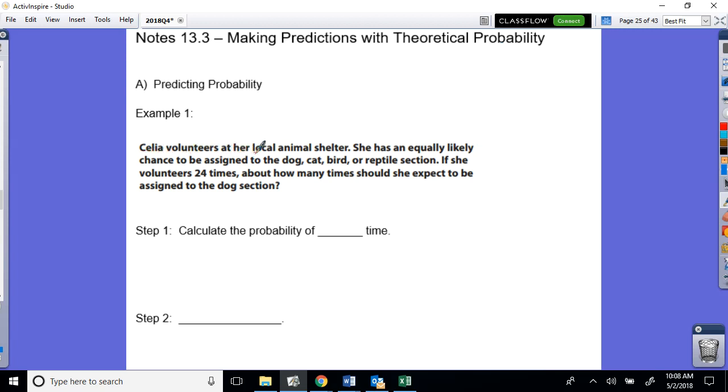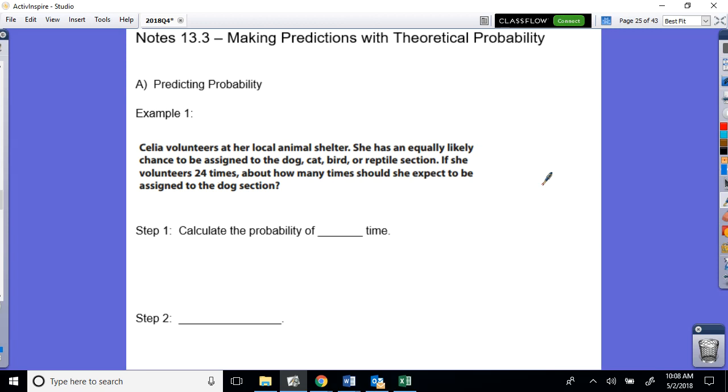Okay, so here's our first example. Cecilia volunteers at her local animal shelter. She has an equally likely chance, okay, how about those three words together? Equally likely chance to be assigned to the dog, cat, bird, or reptile section. If she volunteers 24 times, about how many times should she expect to be assigned to the dog section? Okay, so that's the question we're going to answer.